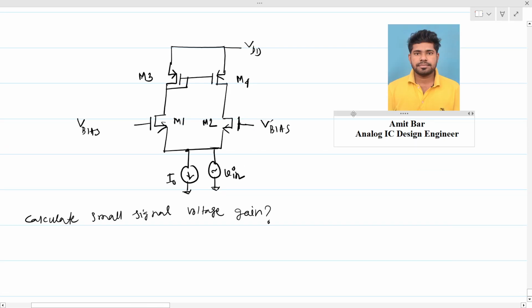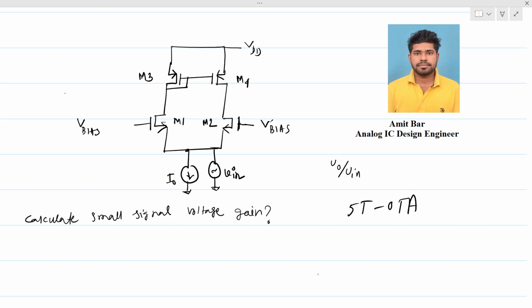So let's solve this very interesting interview question. This is a very common circuit for analog designers, but here the problem is very interesting. Okay, so let's solve it. So this is a 5 transistor OTA. You all know the 5 transistor OTA, and we need to find what is the small signal gain, that is nothing but our V out over V in small signal. Okay. So this is the circuit.